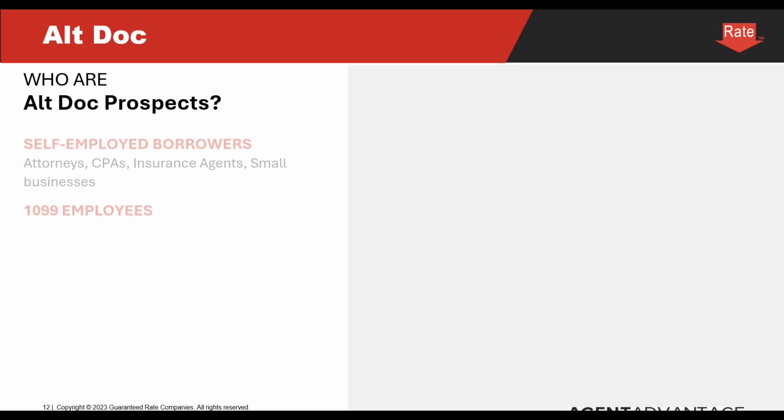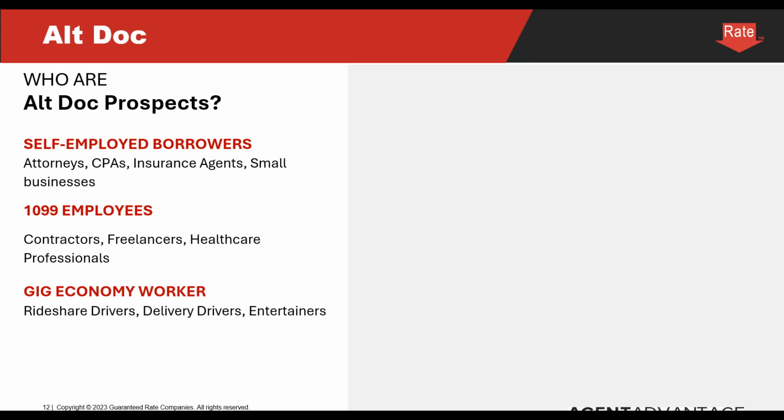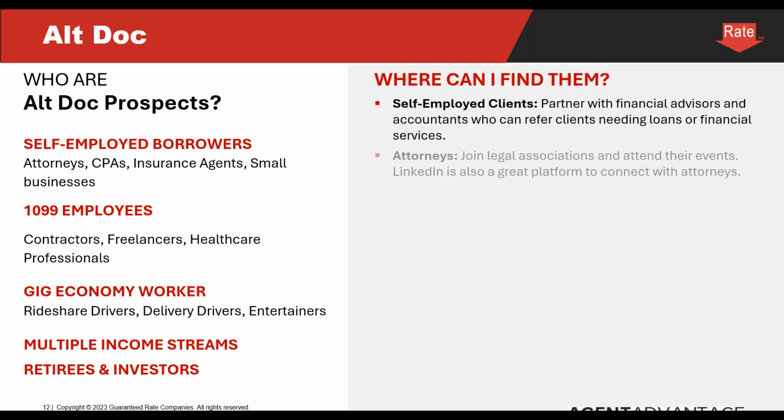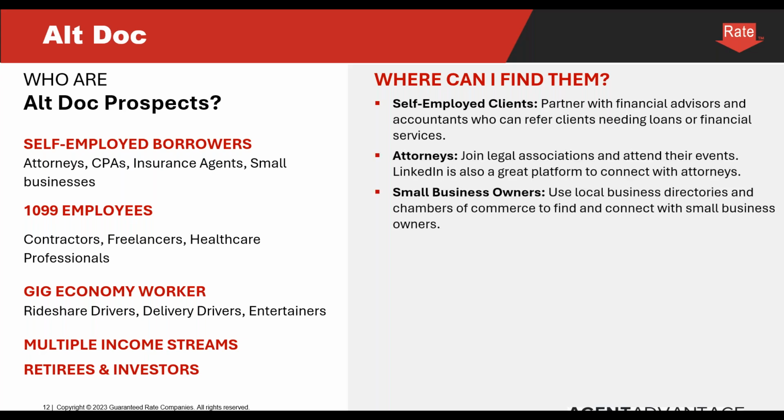All right, let's cruise. So where do we find alt-doc borrowers? I think there's a lot of great places and spaces to find alt-doc borrowers. They're typically self-employed: attorneys, CPAs, insurance agents, small businesses. For 1099, just think contractors, healthcare, freelancers, gig economy, multiple income streams, or maybe you're a retiree or an investor.